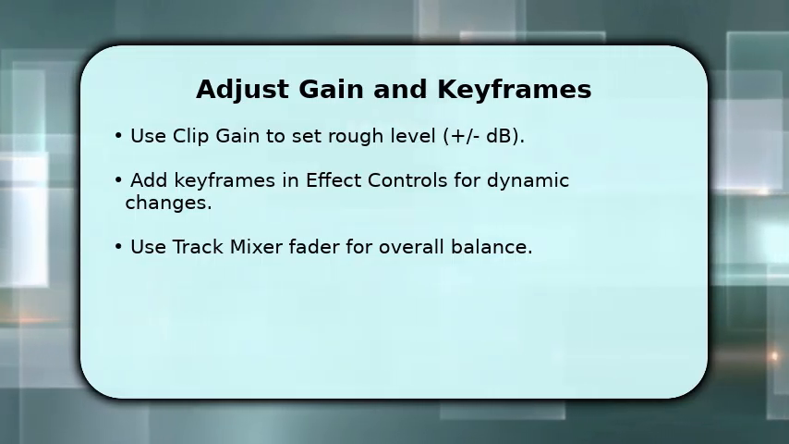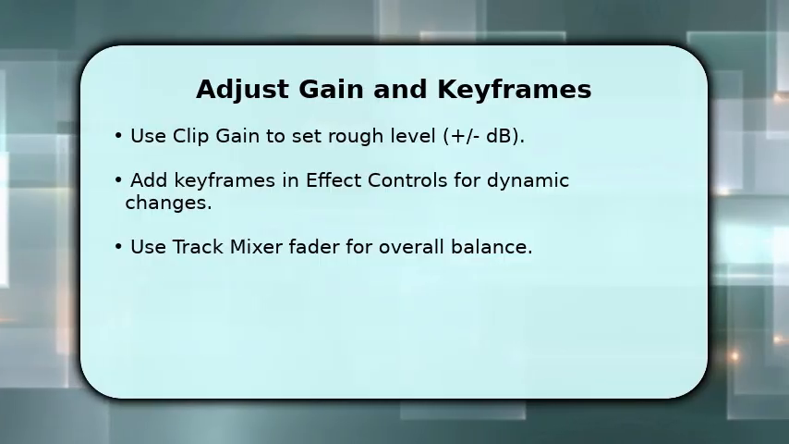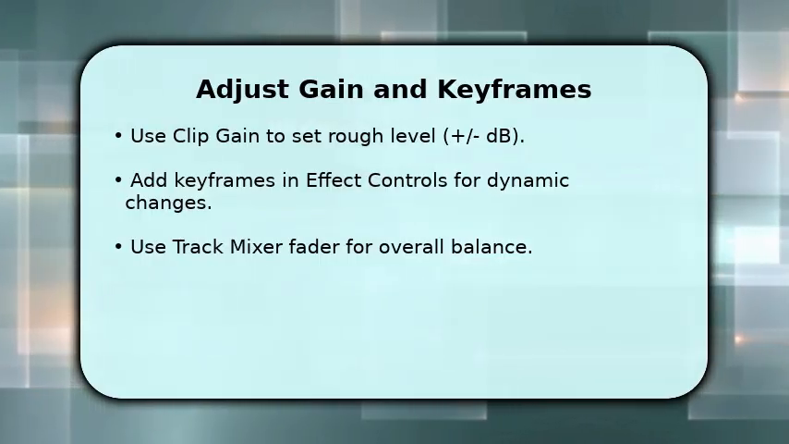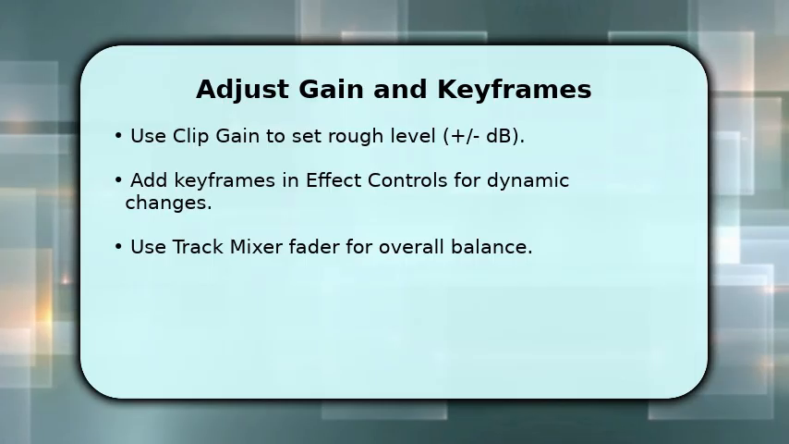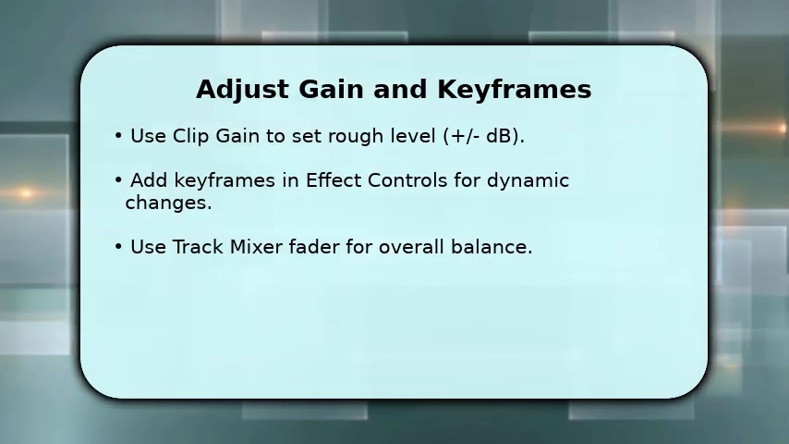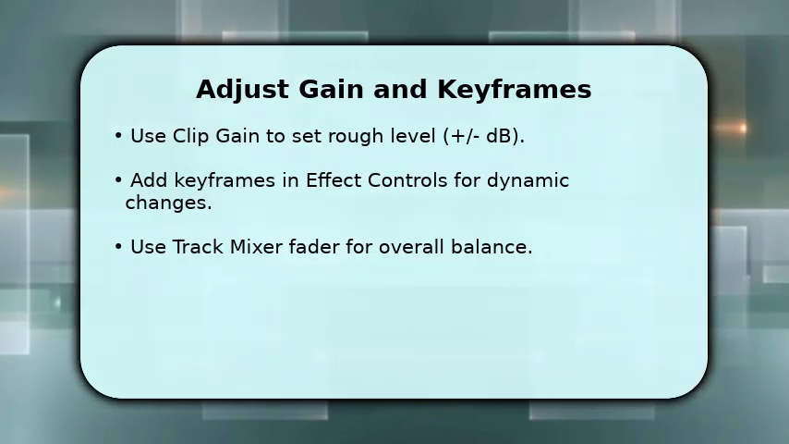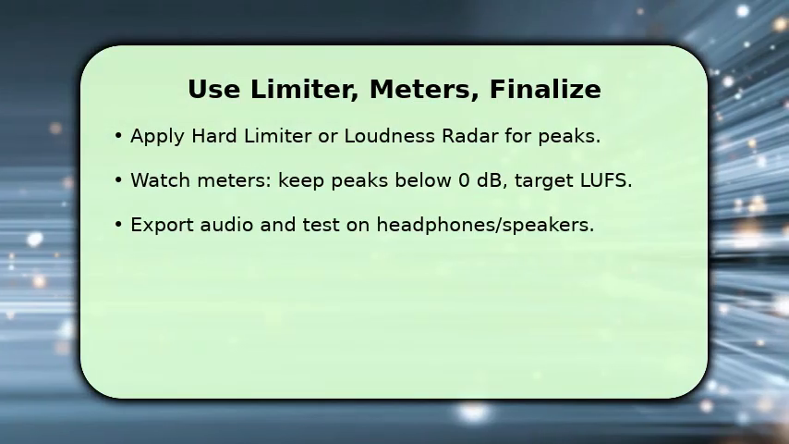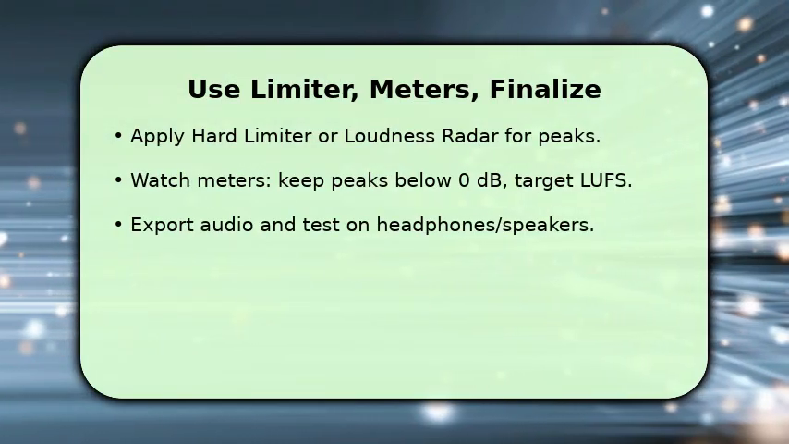If multiple clips share the same track, use the Audio Track Mixer fader to balance them against other tracks. You switch between clip and track adjustments because one fixes local problems. After leveling, insert a hard limiter or loudness radar on the master track to catch peaks. This protects against clipping when exporting.